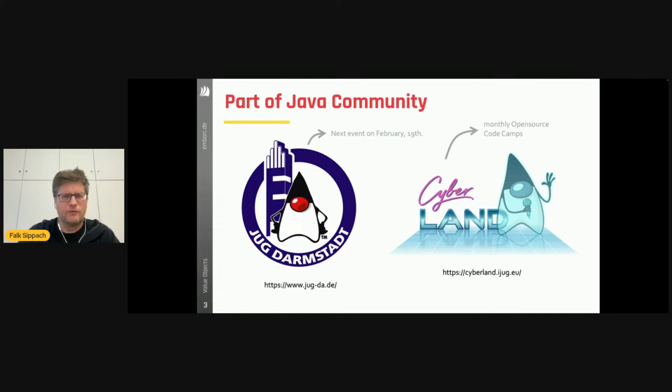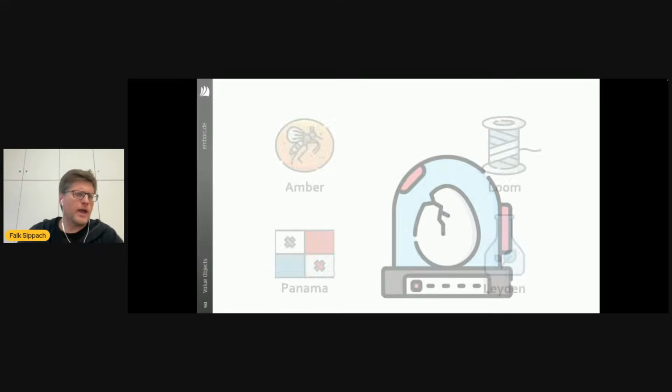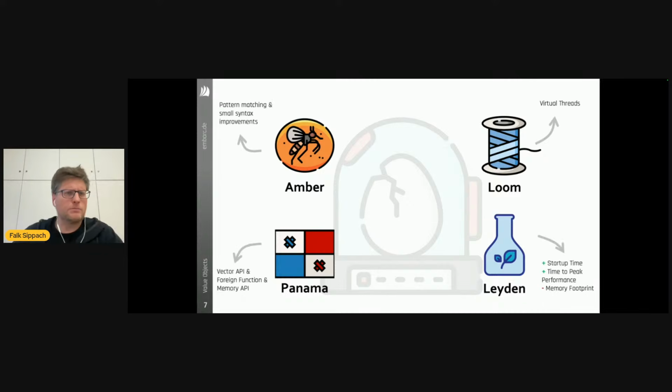So let's come to the real topic, and we want to talk about the next big thing in Java, value objects. There are quite a few incubator projects in the OpenJDK, like Amber, where pattern matching, for example, was implemented and is still in progress, or like Panama, with the Vector API, which is still in progress because of value objects, but also the foreign function and memory API, which is already finished.